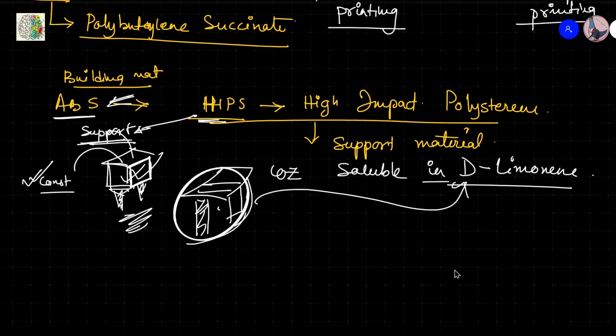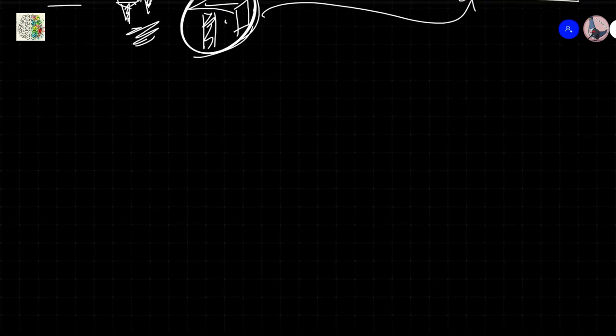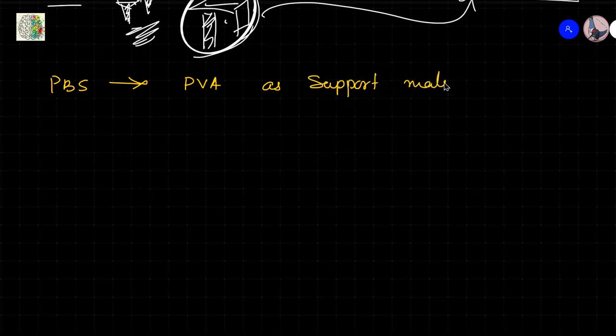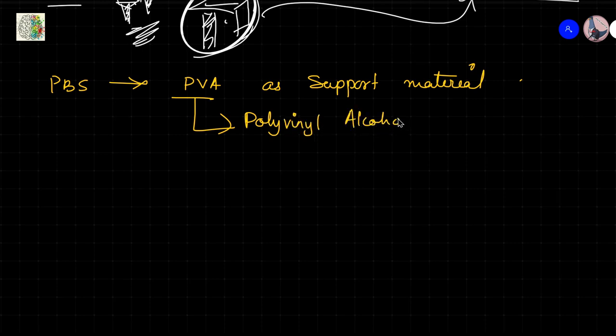And yes, with PBS, we use another type of support material. I will tell you that also. With PBS, we use PVA as support material. This PVA stands for polyvinyl alcohol. And this is soluble in water.